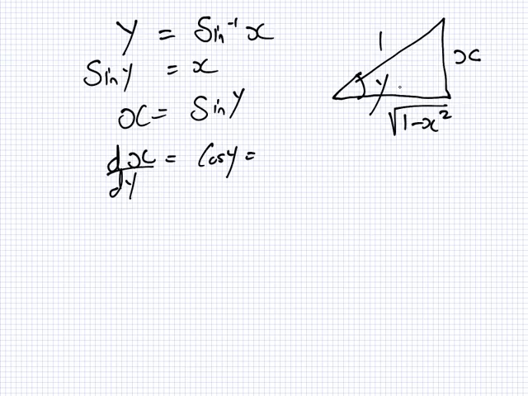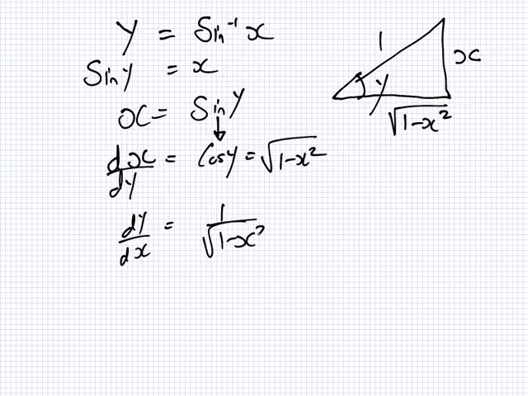But cos y is root 1 minus x squared over 1, because that's what cos of y is, adjacent over hypotenuse. That's the derivative of sine. If I flip this upside down, I get dy dx equals 1 over root 1 minus x squared.